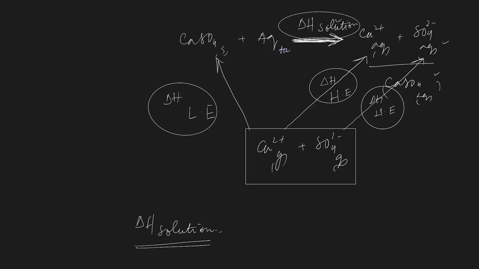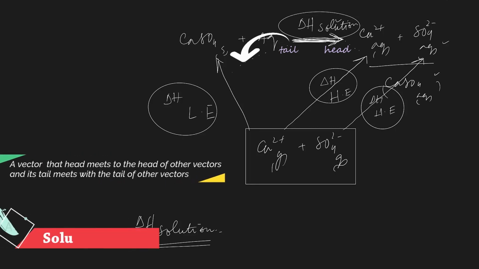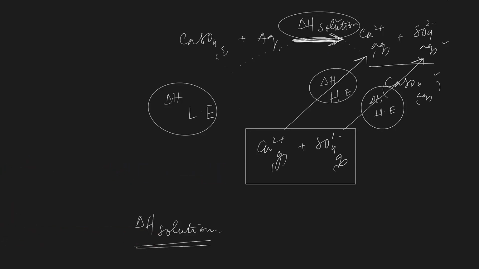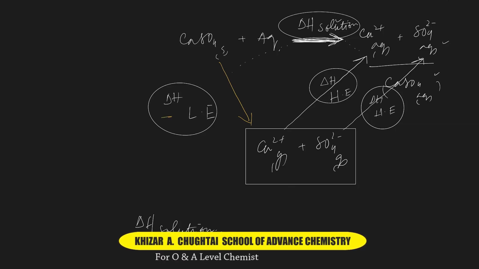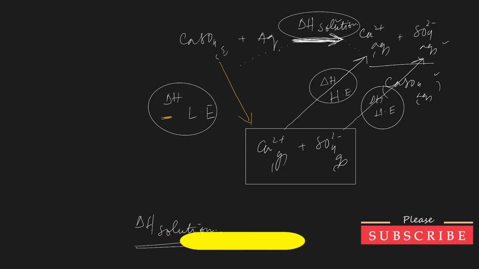What is the resultant vector? A vector whose head meets with the head of another vector and its tail meets with the tail of other vectors. To make this arrangement, I have to flip or reverse the vector of lattice energy so as to meet tail to the tail of the resultant vector. When we reverse the direction of any vector, its magnitude also becomes reversed. The vector of enthalpy of solution has become a resultant vector.